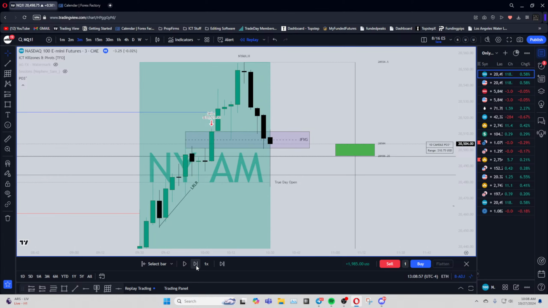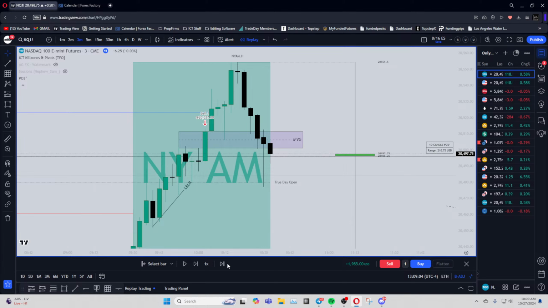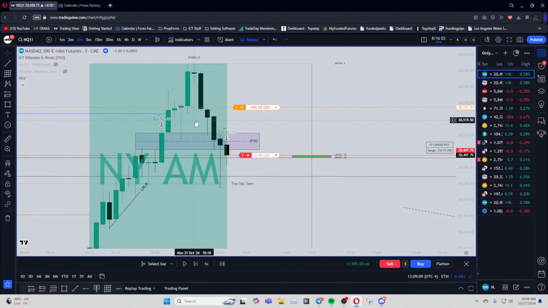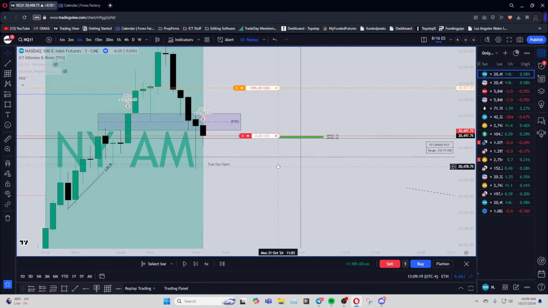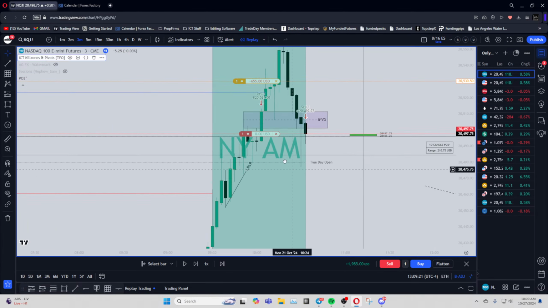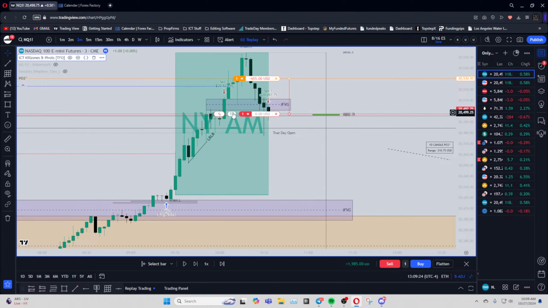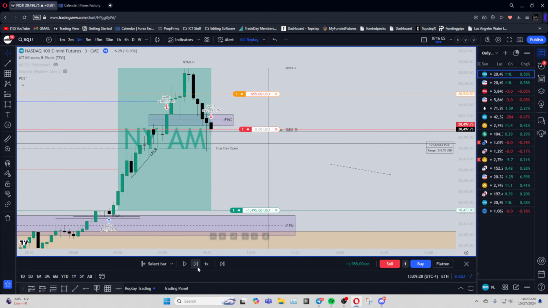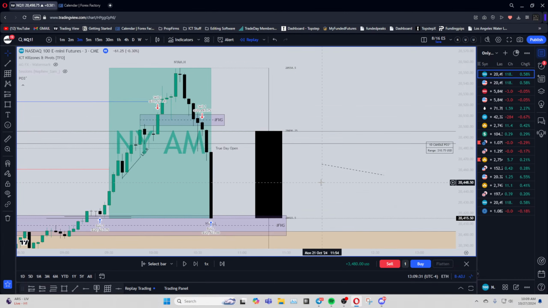Okay, let's see if we get a, no, it didn't fully close, so it's not yet an IFVG. Okay, we got closure right there. That's good enough for me. Okay, this is a balanced price range right here. And then right here we have our full market structure shift. So I'd expect that price doesn't come back up here. And we'll just focus on the low of New York right there. Let's see how this works out. Okay, perfect.